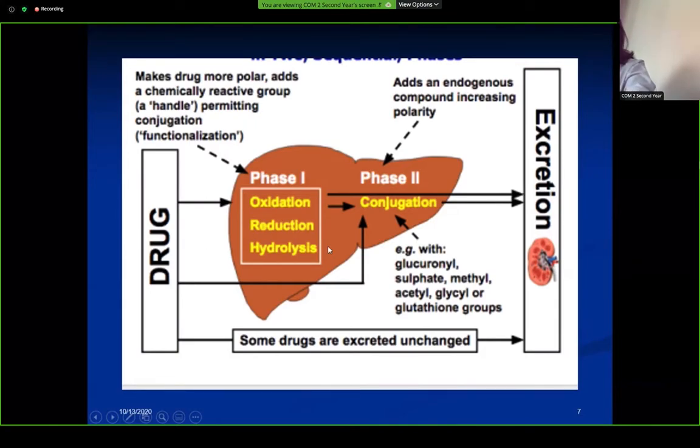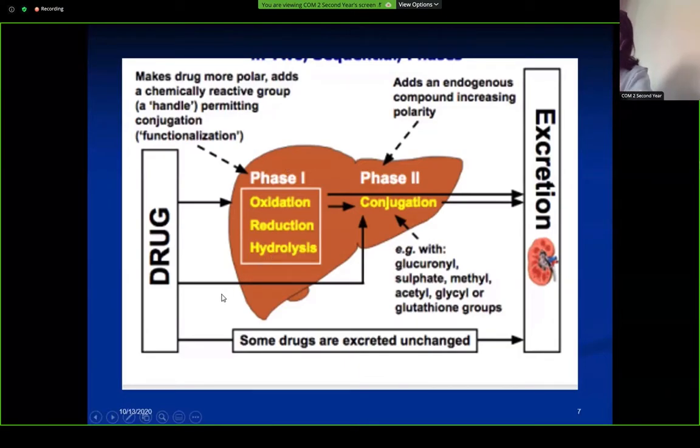Now in phase 1, what we will have? Oxidation, reduction, hydrolysis. Whereas in phase 2, we will have conjugation with glucuronide, sulfate, methyl, or whatever. I will tell you which are the most important and which are the most common in those phases.